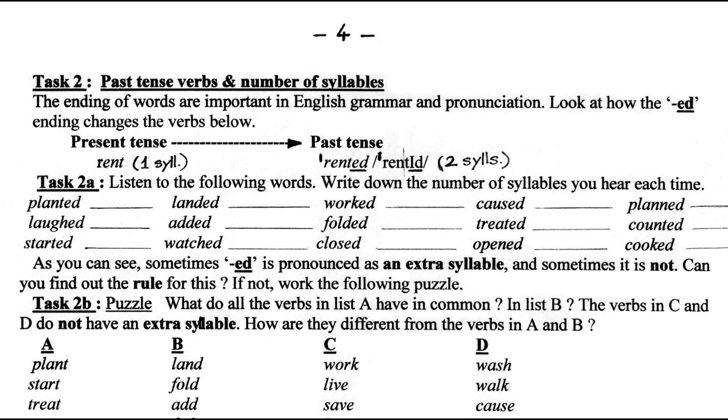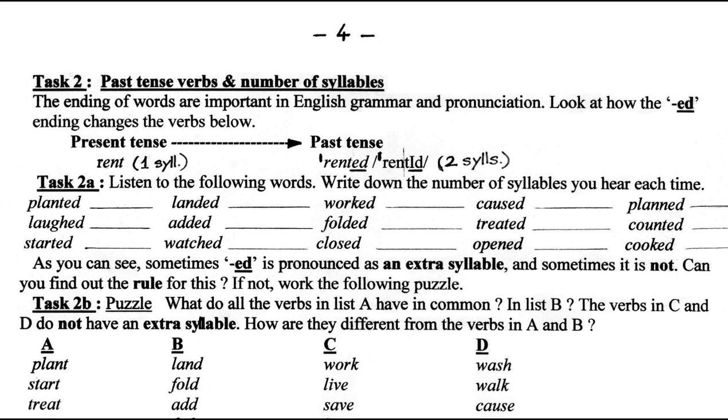But be careful, not in all cases do we add an extra syllable for the ed. We are going to see later on in the lesson the rules for that, when we add and when we do not add. So we start with Task 2A. You are going to listen to the following words. You write down the number of syllables you hear each time. I read the words for you in the past. They are verbs. I read them and you tell me the number of syllables.